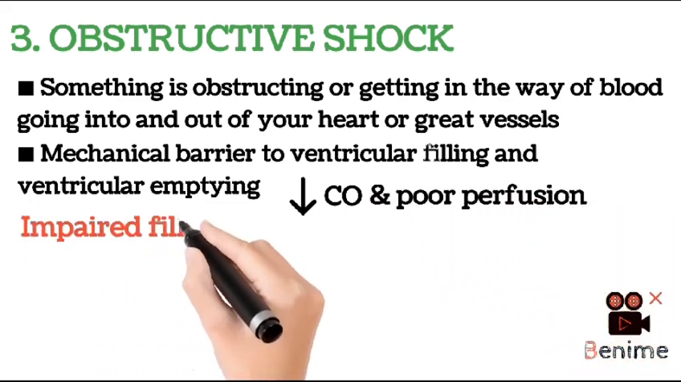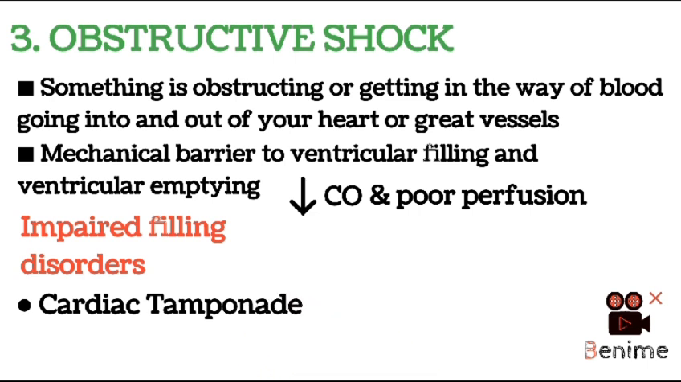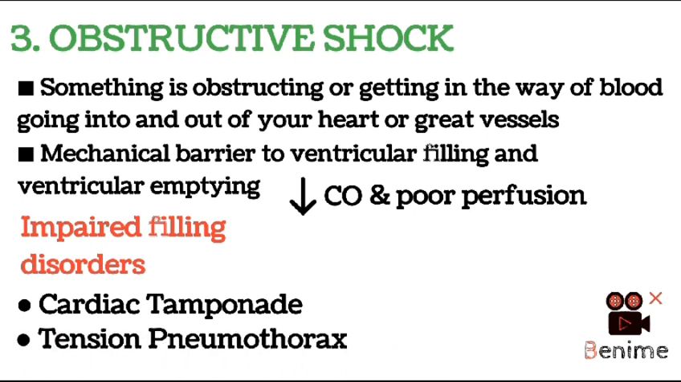Impaired filling disorders may include 1. Cardiac tamponade. It's the compression of the heart by an accumulation of fluid in the pericardial sac. 2. And tension pneumothorax. Tension pneumothorax occurs when air accumulates between the chest wall and the lung and increases pressure in the chest, reducing the amount of blood returned to the heart.